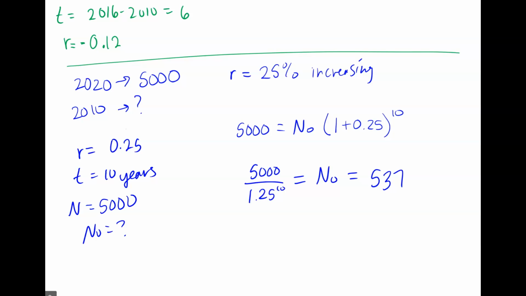537? Okay. So round to the nearest one. Wow, 10 years, from 537 rabbits to 5,000. That's a really big growth rate. It's crazy. Okay, yeah, that's it.